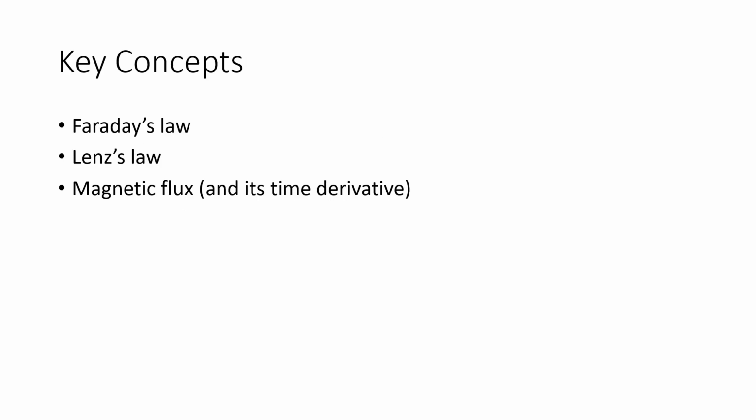So the key concepts are Faraday's law, Lenz's law, and magnetic flux. I'll start with magnetic flux. Magnetic flux is just the integral of magnetic field across a surface. So for this case, we'll say that this rod has n loops. Then you calculate the flux across the surface for a particular loop, like the magnetic field for the loop. Then you integrate it over the surface of that loop, and then you multiply by the number of loops, and that'll get you the total magnetic flux.